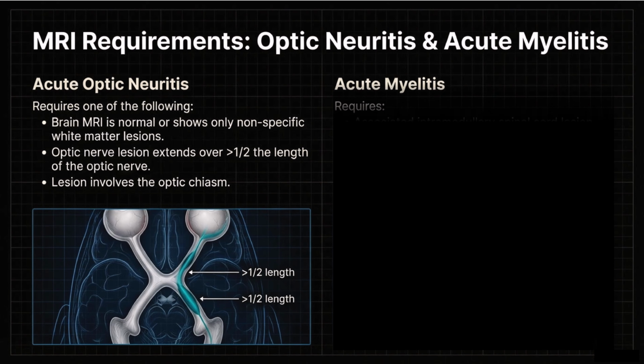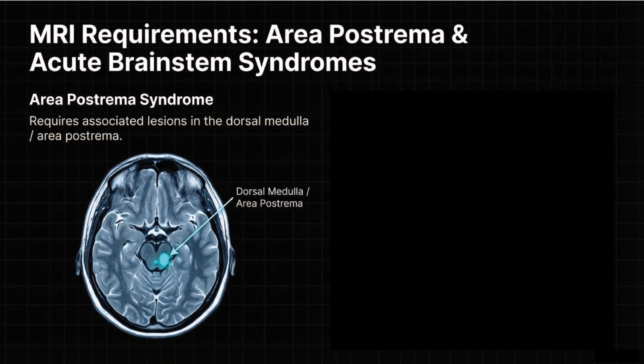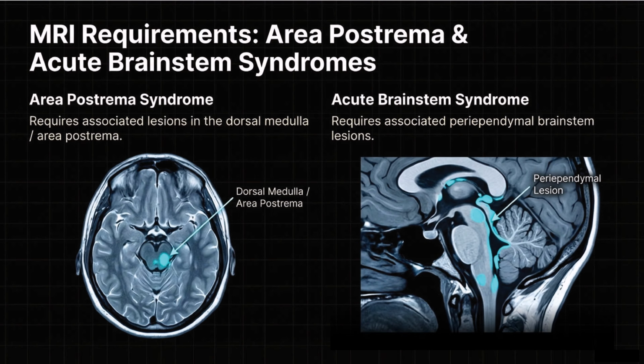If the presentation is acute myelitis, the MRI must show that characteristic intramedullary lesion spanning 3 or more contiguous segments, our classic LETM sign, or focal spinal cord atrophy of the same length if there is a compatible history. For area postrema syndrome, we need to see lesions specifically in the dorsal medulla or area postrema. And for acute brainstem syndrome, the MRI requires periependymal brainstem lesions.